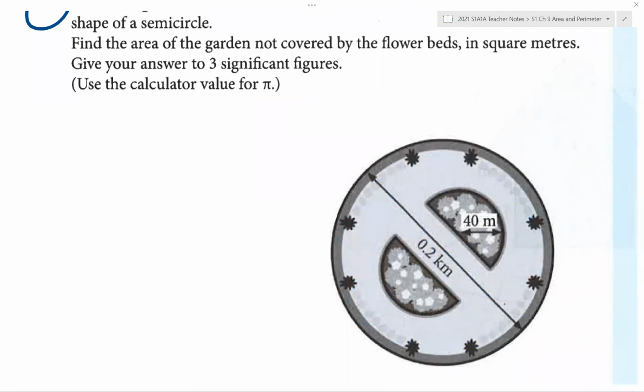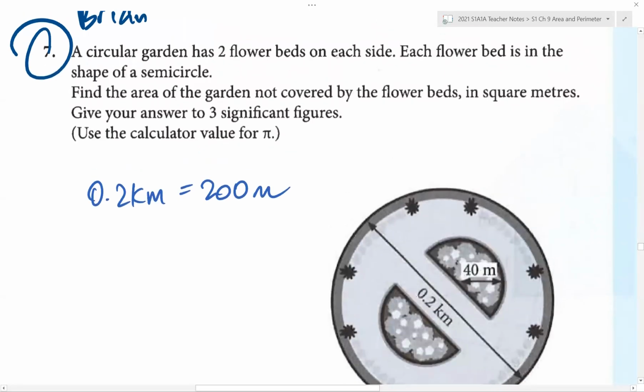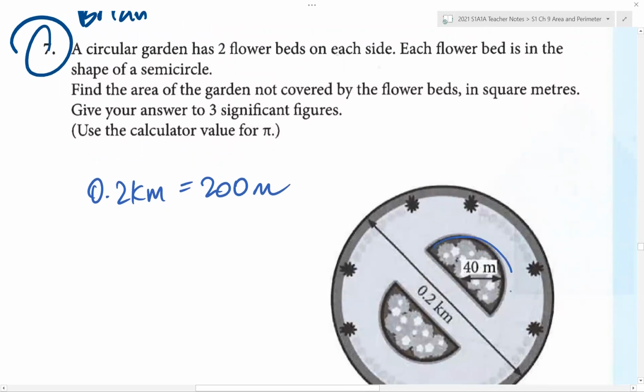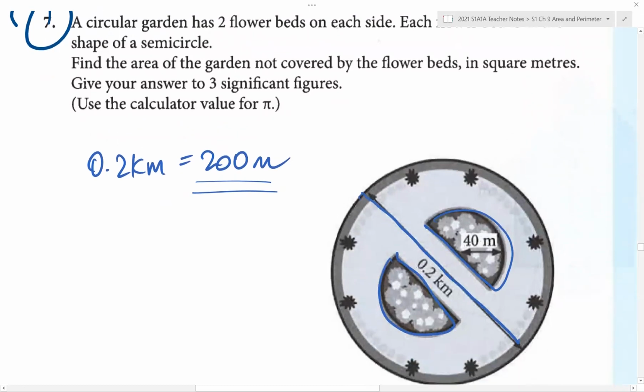So, okay, is this what you want to tell me? No. Then what do you want to tell me? 4.2 km. Okay. Diameter of the flower bed. The flower bed is over here. This 200 meters is the diameter of the entire garden. Okay, then.